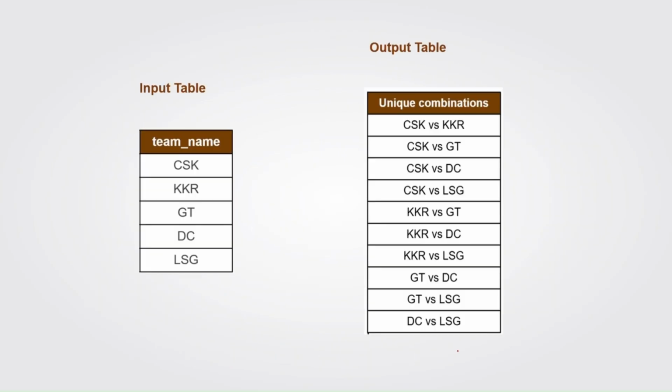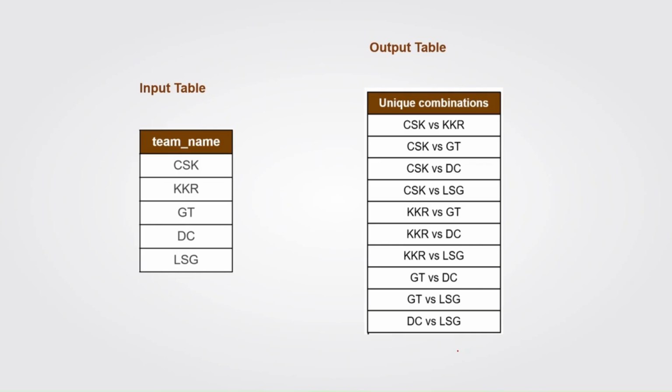Now there is one thing I would like you to note: if order mattered, for example, if we were allowed to count both CSK versus KKR and KKR versus CSK, in that case we would not have used combinations.